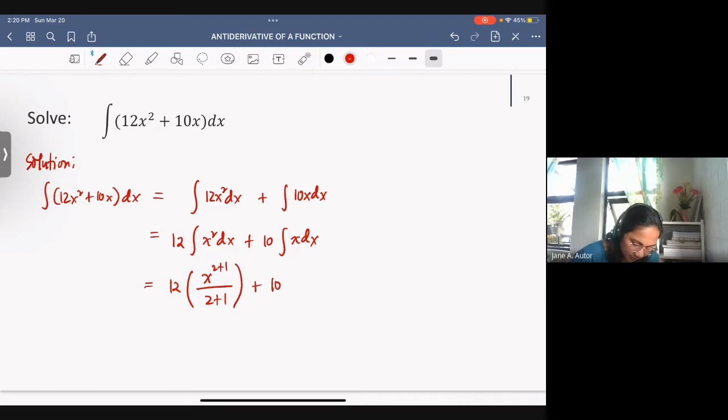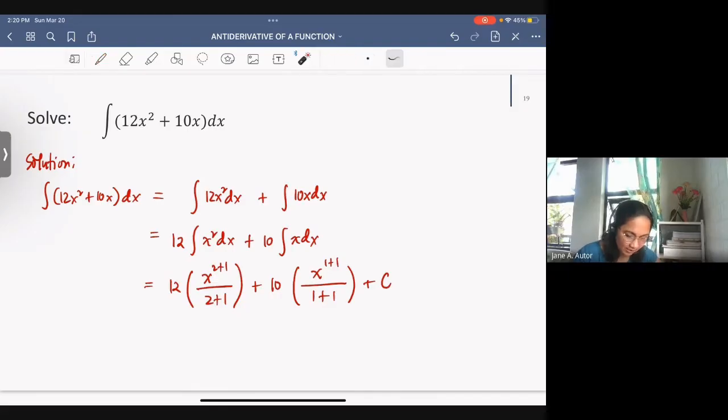Plus 10 times the quantity x raised to 1 plus 1 divided by 1 plus 1. And then here we include plus c for the arbitrary constant. Okay? So, let me just go back to the rules. Ano ba yung ginamit natin for this particular part of our solution.